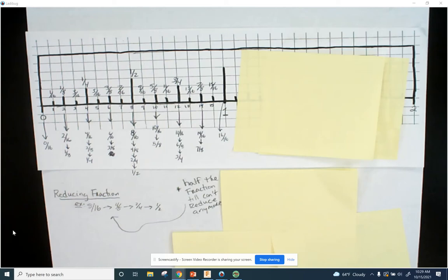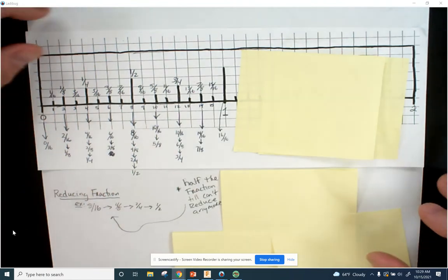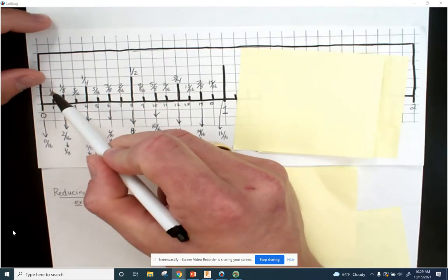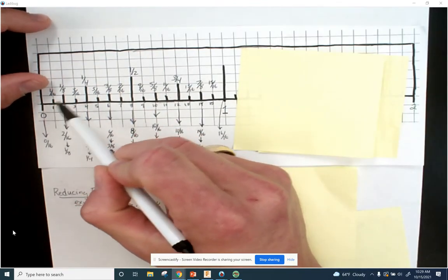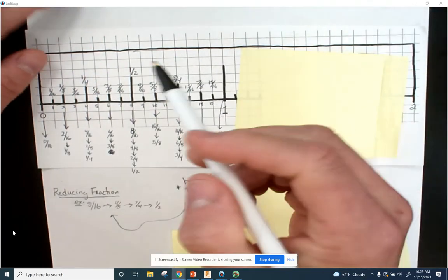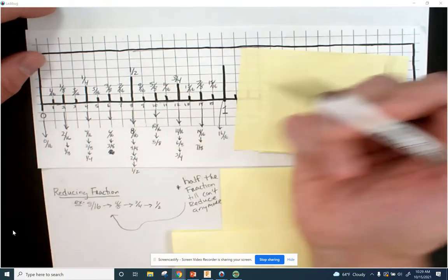Hey class, this is the review for reading a 16th inch scale ruler. We'll go ahead and get started here. What I've done is I've identified the values of each of these 16th marks and how they would get reported. They always get reported as the lowest fraction, the most reduced fraction.